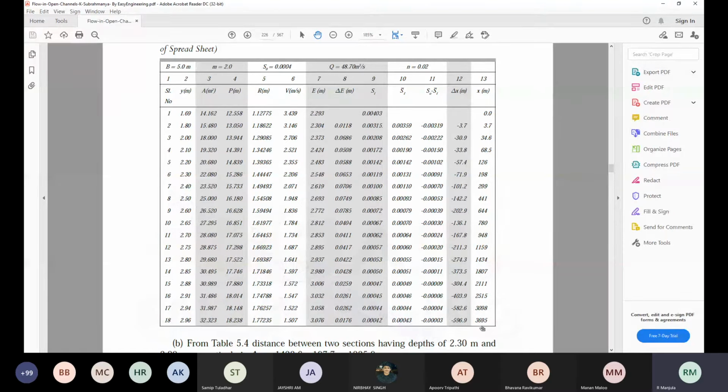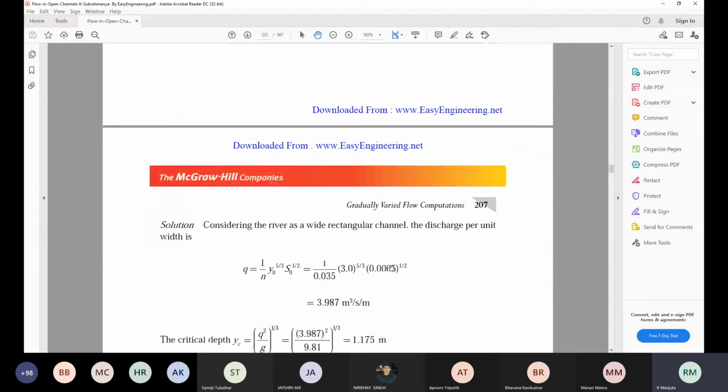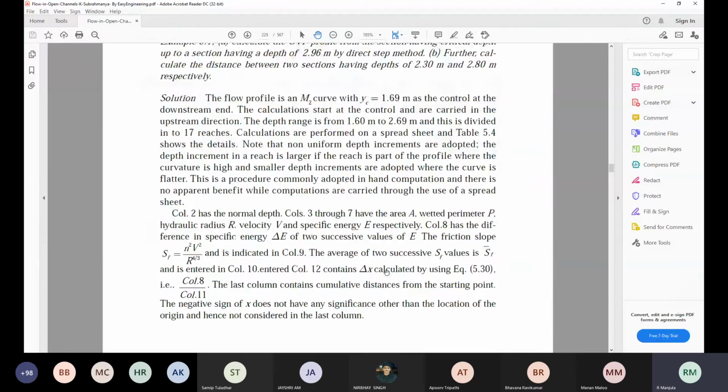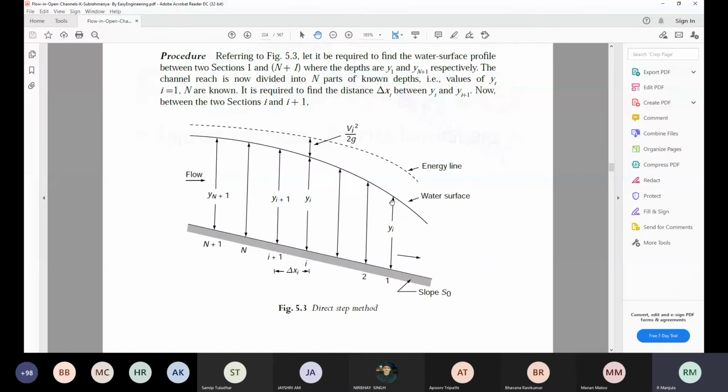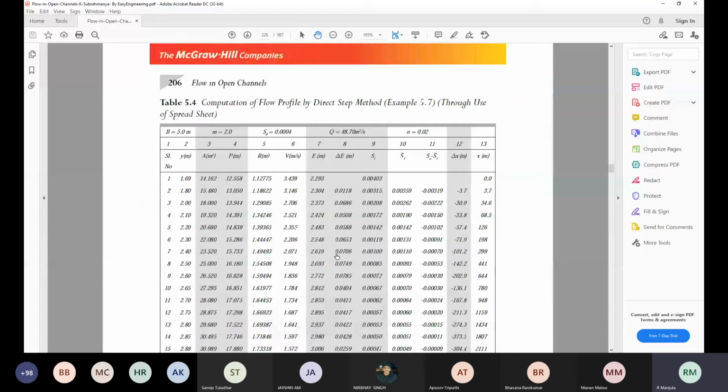This is going to be 3695. This is the total length from the control section. So at the end of 3695 meter, your water surface depth is 2.96 meter, and you can plot the individual depths and individual delta X, and you'll be getting the total profile like this. So this is going to be 1.69 meter, this is going to be 2.96 meter, and this is going to be 3695 meter, and between each section you have found out your delta X. So that is going to be your final profile.